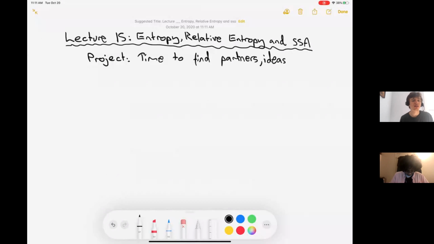So the main focus will switch to the project once we've had the midterm a week Thursday. But it's time to start. If you haven't found partners, if you haven't thought at all about ideas, then now's the time to get going on that.